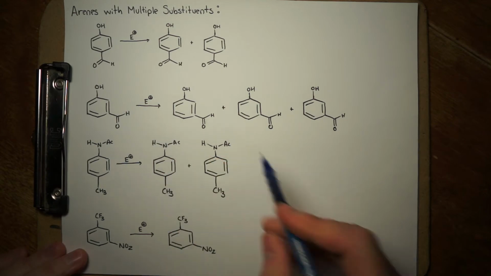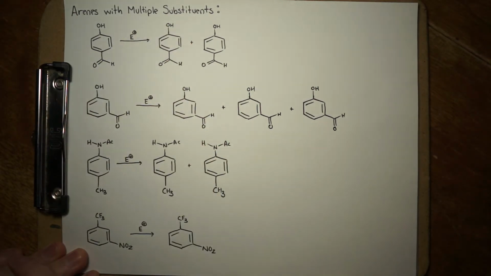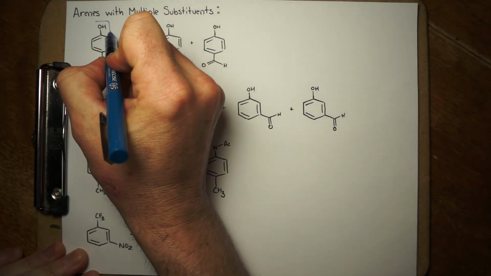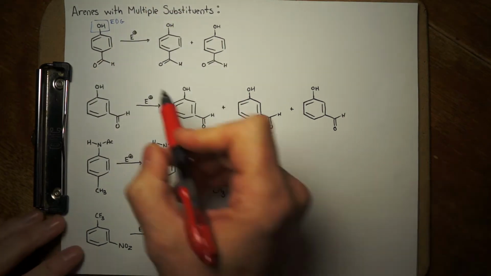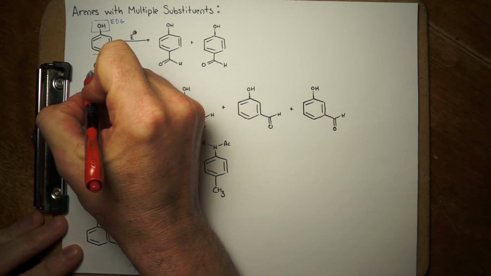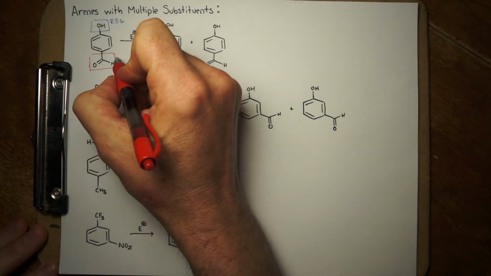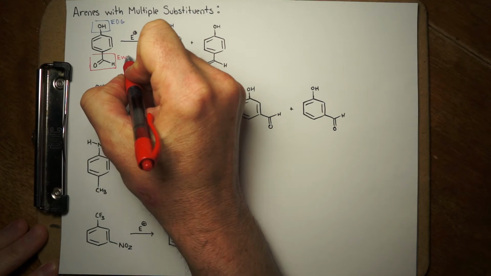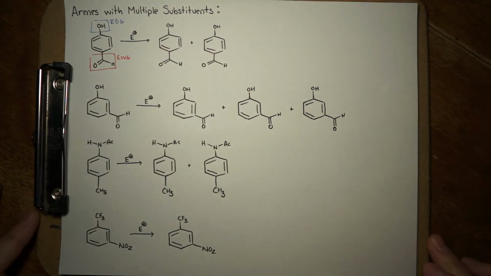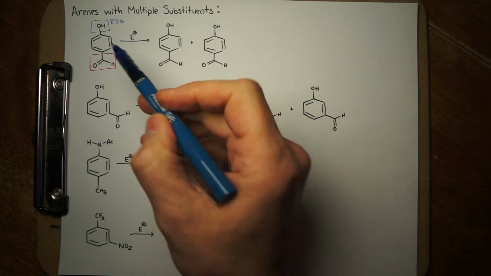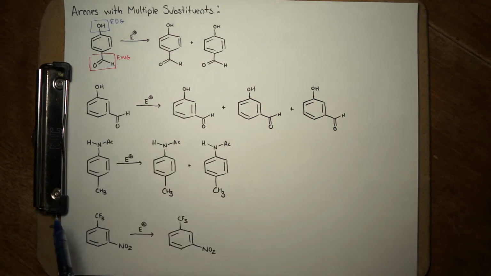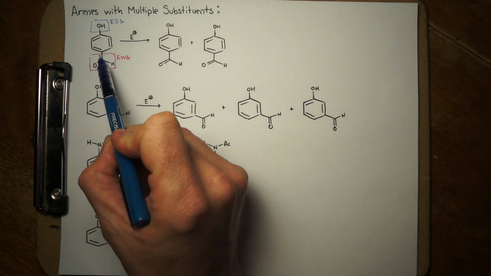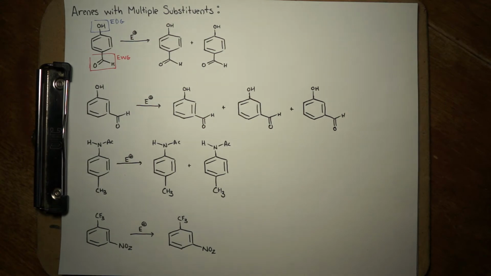So in this first reaction, we have two substituents on our starting material. One of them is a hydroxy group, and we know this as an electron donating group. So that is going to activate the ring. The other is a formyl group, or an aldehyde, and this is an electron withdrawing group. So we know electron withdrawing groups deactivate the ring. We also know that electron donating groups are going to direct substitution into the ortho positions and the para position. Electron withdrawing groups are going to direct substitution into the meta position.